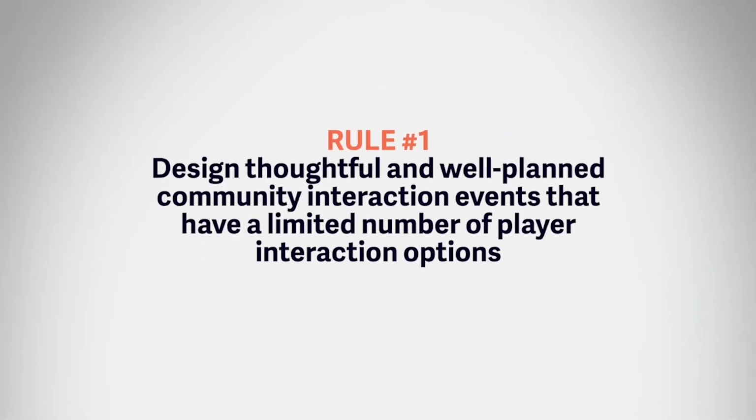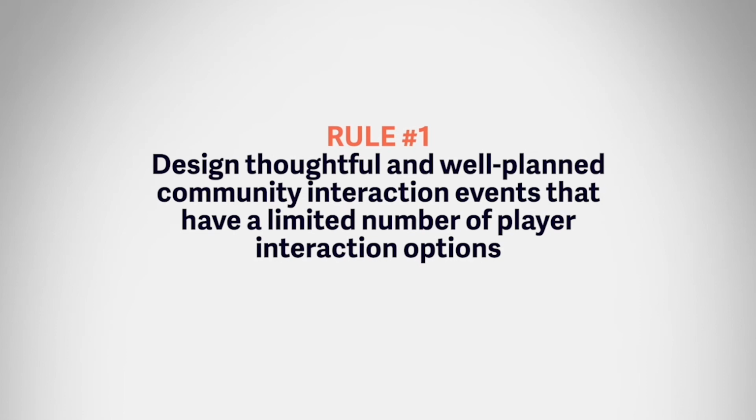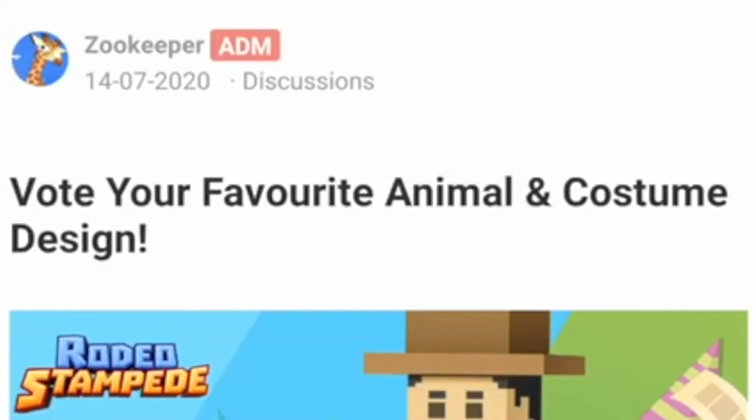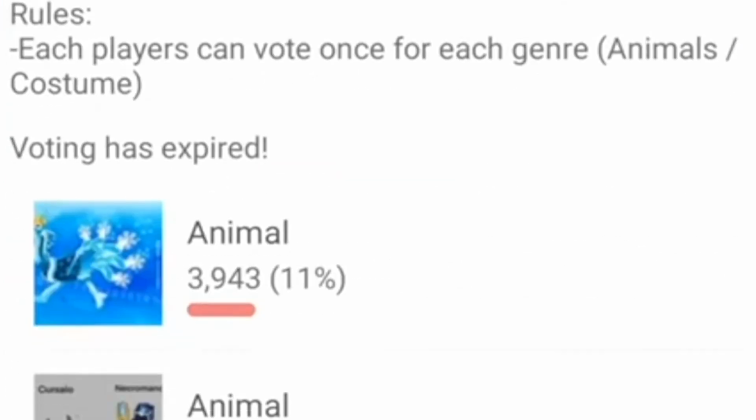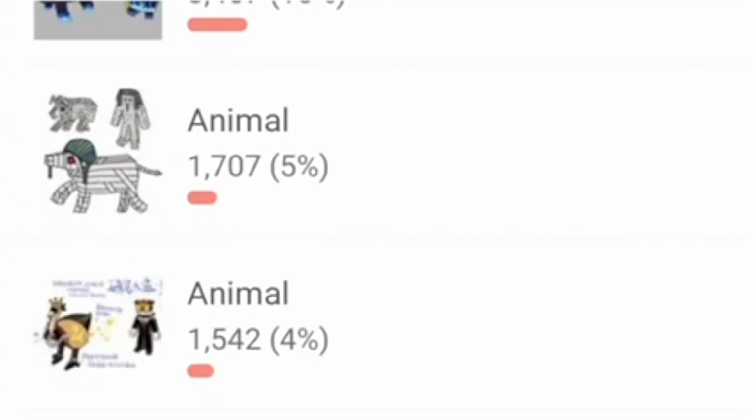Firstly, you need to design thoughtful and well-planned community interaction events that have a limited number of player interaction options. For example, if you'd like to get feedback from your player community on what future content they would like to see in your game, rather than throwing out an open-ended question, it's almost always better to design a few thoughtful options and then ask your player community to vote and interact on these sets of options that you've presented.